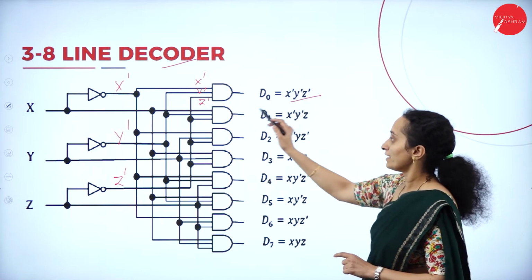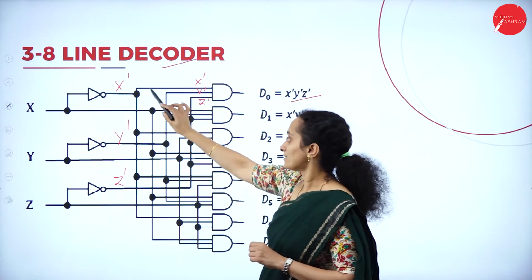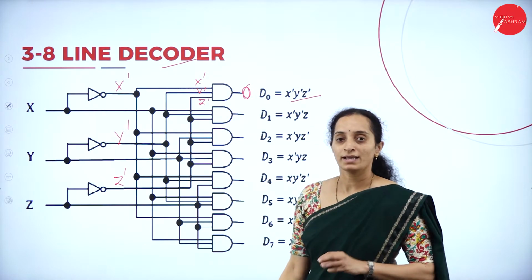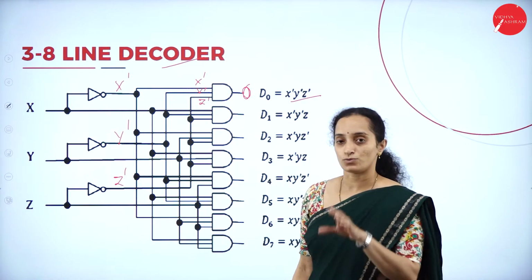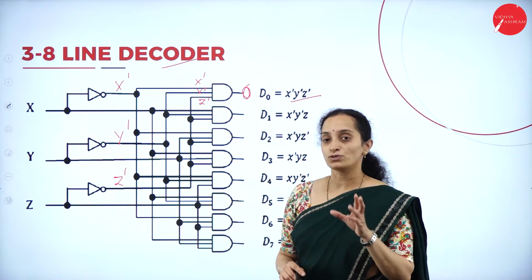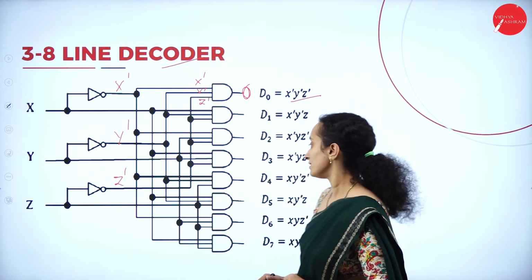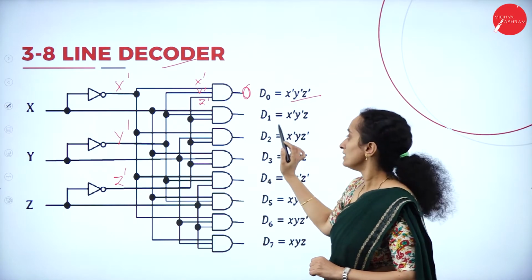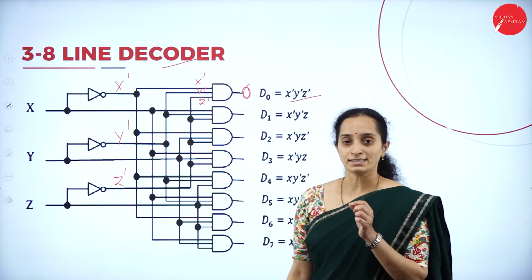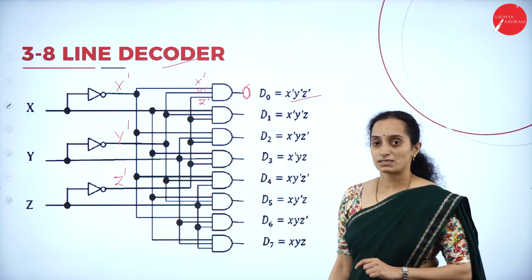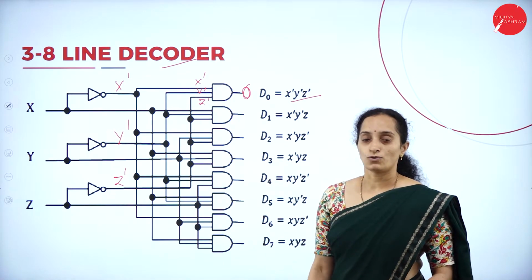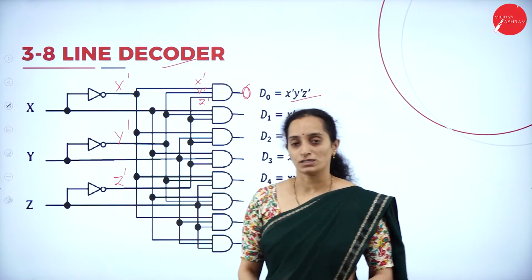Okay. Whenever there is the switch of the X dash, Y dash, Z dash, the first AND gate will be enabled and that bulb or that light will glow. That output will be enabled. This is usually used in BCD display, where you use the digital devices. In such a case, you can make use of D0, D1, D2, D3, D4, D5, D6 and D7. So this is the representation of 3 cross 8 or 3 to 8 line decoder, 3 input and 8 output decoder.